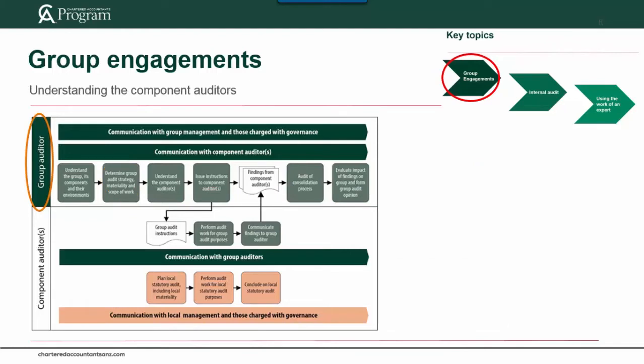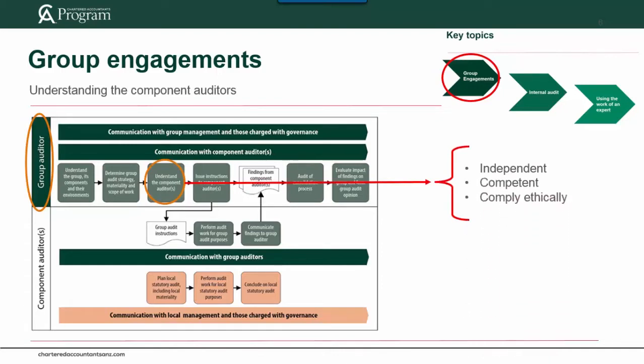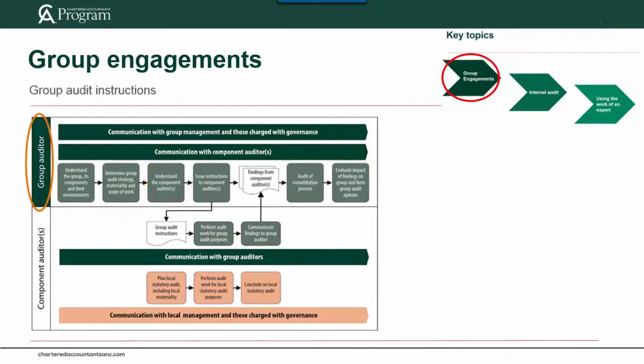The component auditors can be from the same audit firm as the group auditor or from a different audit firm. The group auditor must gain an understanding of the component auditors and must be satisfied that the component auditors are independent, competent, and comply with ethical requirements. The group auditor must communicate its requirements to the component auditor on a timely basis. The letter of instruction, typically referred to as the group audit instructions, must set out the work to be performed and the form and content of the component auditor's communication with the group auditor.